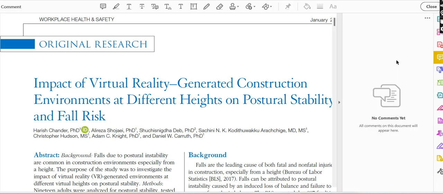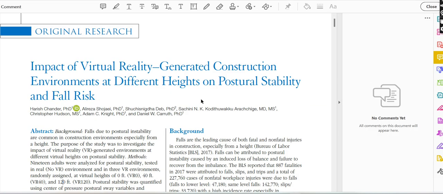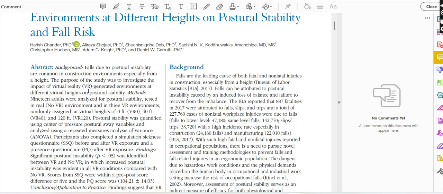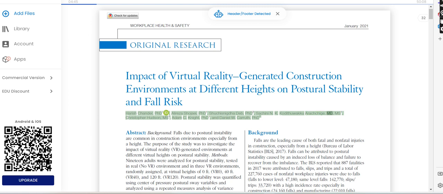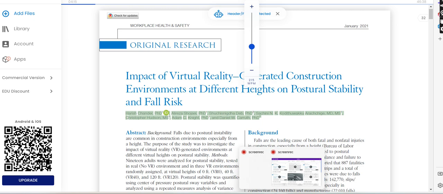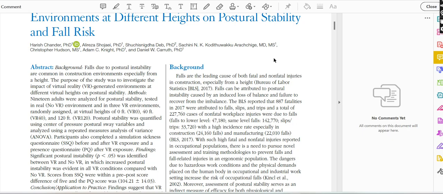Harish Chander, Ph.D., Alireza Shojaei, Ph.D., Shuchisnigdha Deb, Ph.D., Sachini N.K. Kodithuwakku Arachchige, M.D., M.S., Christopher Hudson, M.S., Adam C. Knight, Ph.D., and Daniel W. Carruth, Ph.D.